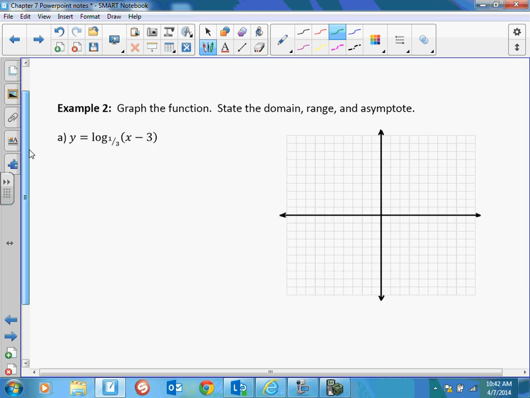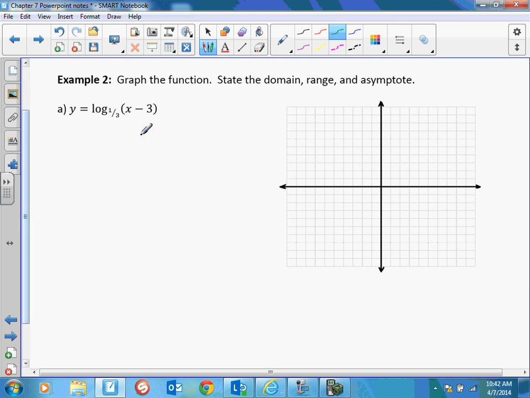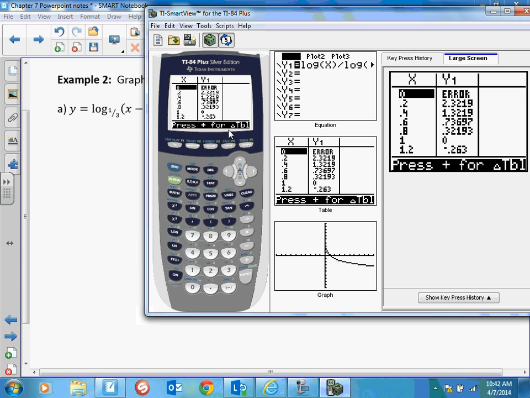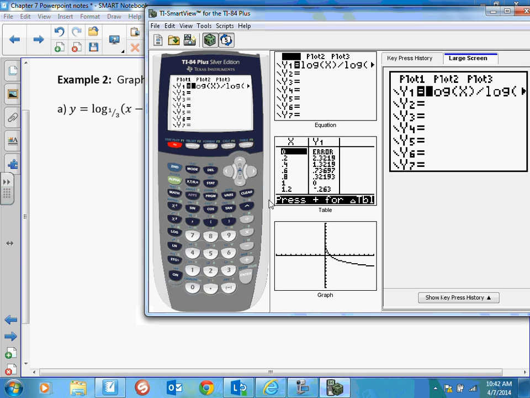So what I'm going to do is use the graphing calculator on this one. You could rewrite it as 1/3 to the y and then add 3, but I think more people will be confused by that. So let's just plug it into the calculator. Let's go back to y equals and clear this out.